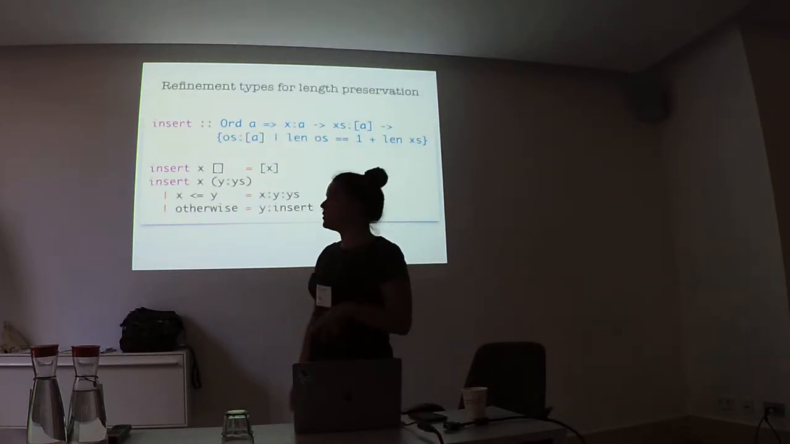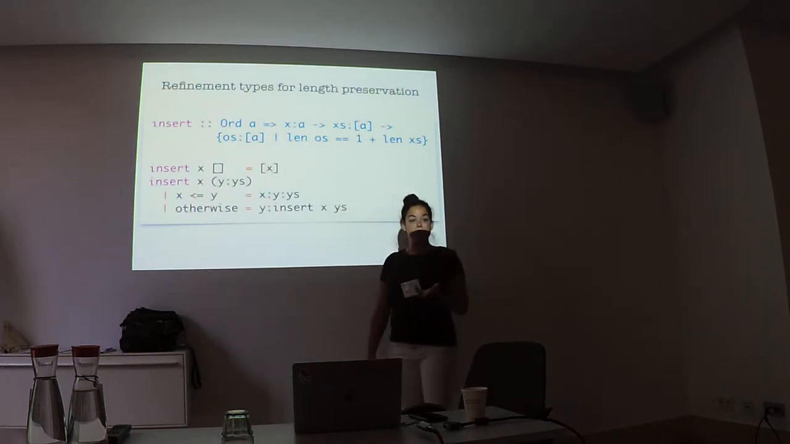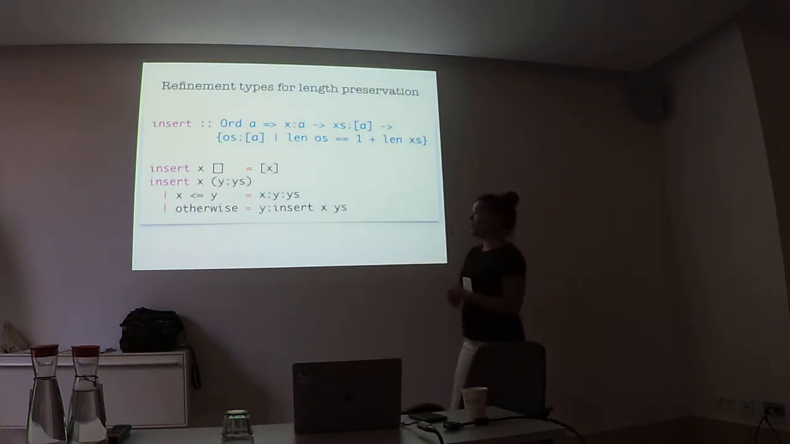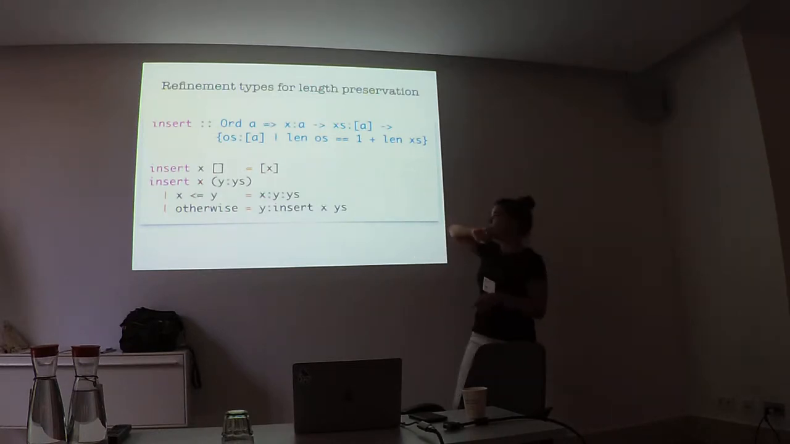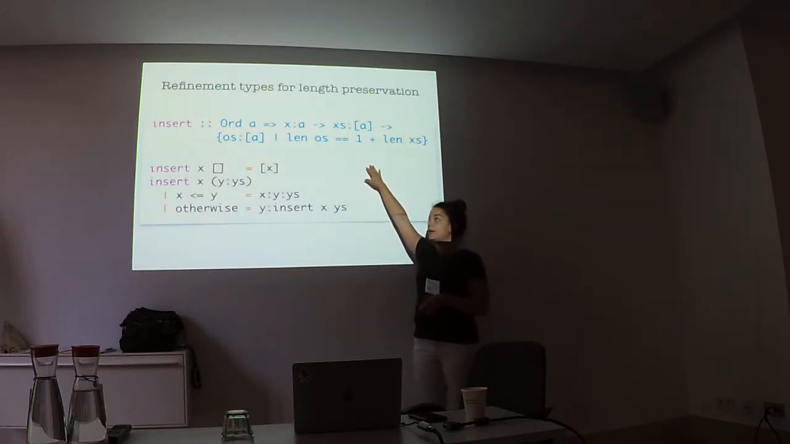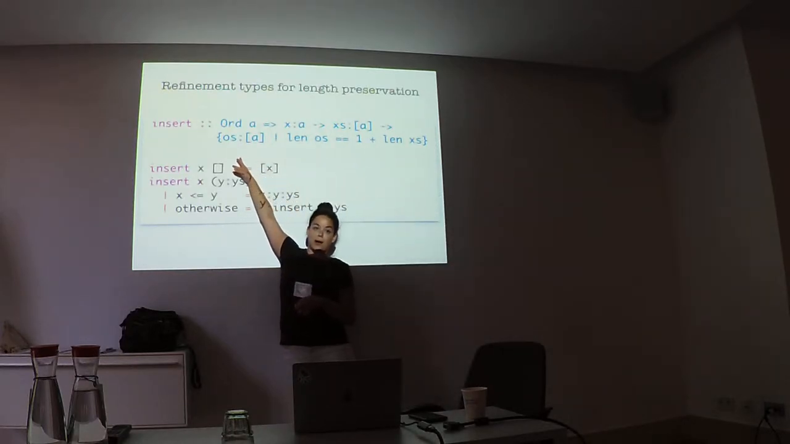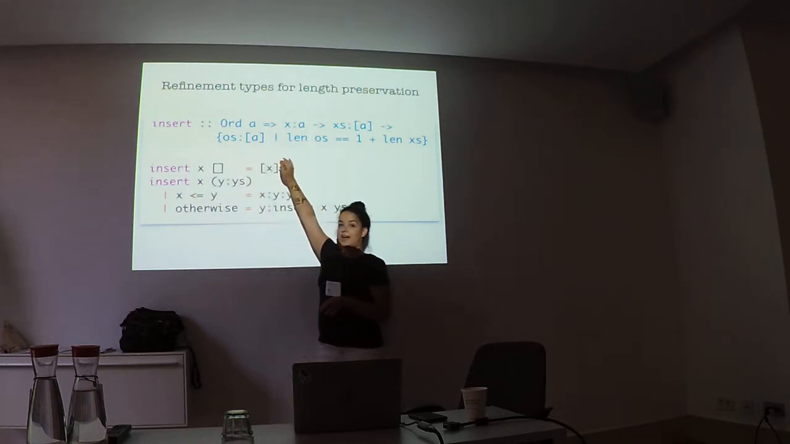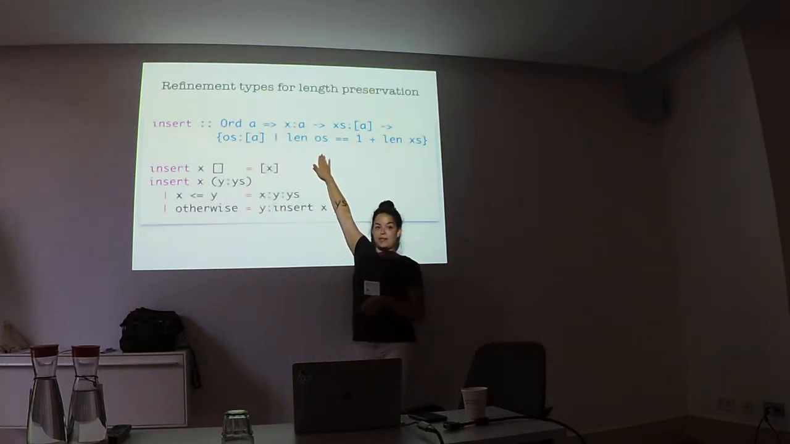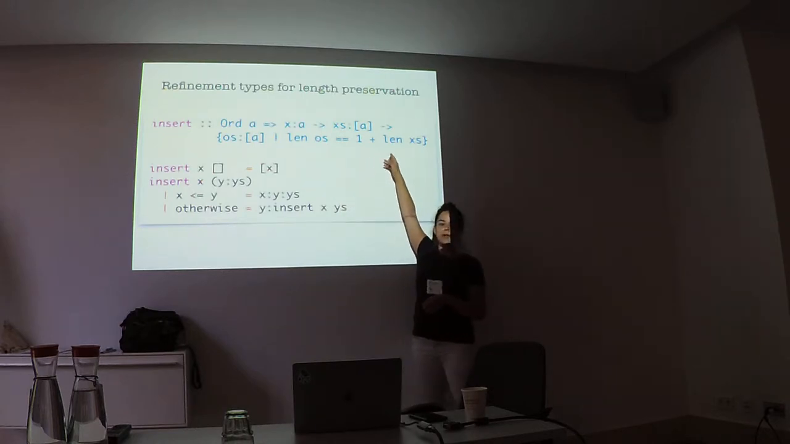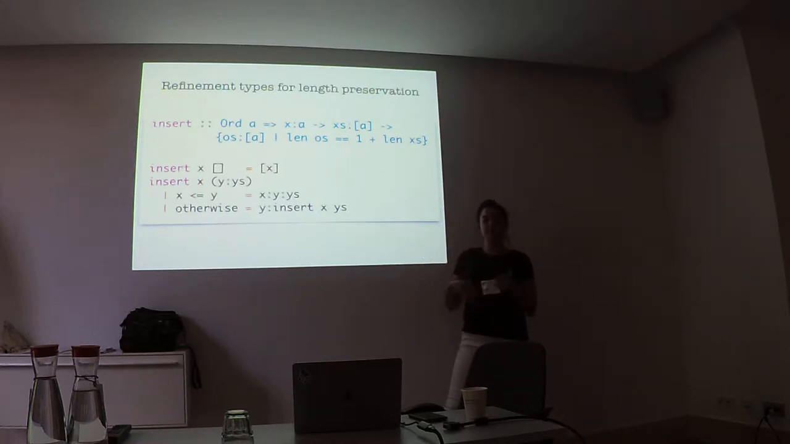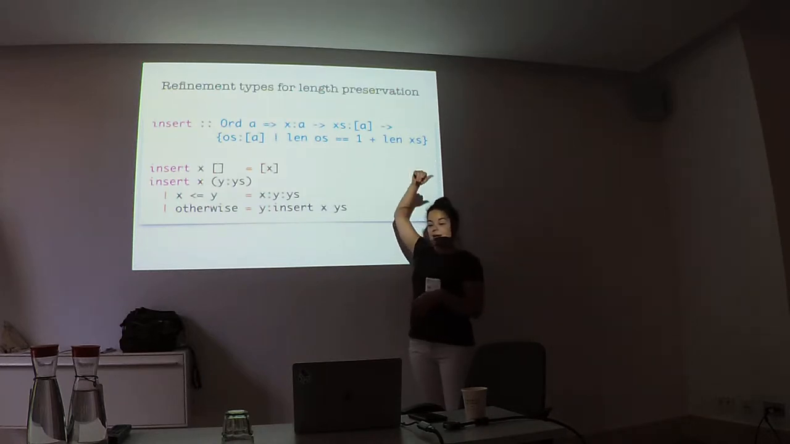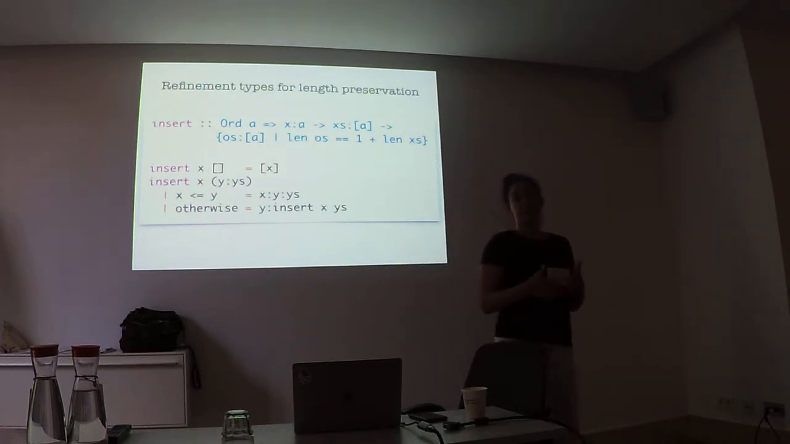So we can use refinement types to describe many properties of this insert function. For example, here I am giving insert a refinement type that talks about length preservation. It says that the result list that I call O's is refined so that the length of my result list is equal to 1 plus the length of my input list. So I'm using refinement types to refine the Haskell type and talk about properties. Here I'm talking about length. Later we'll see that I can talk about sortedness.